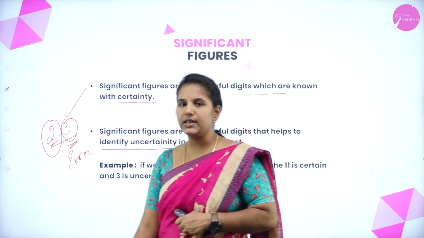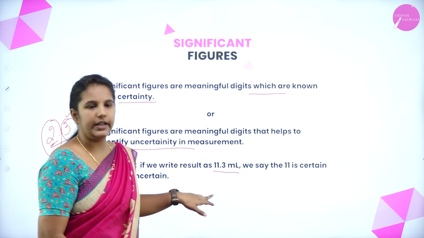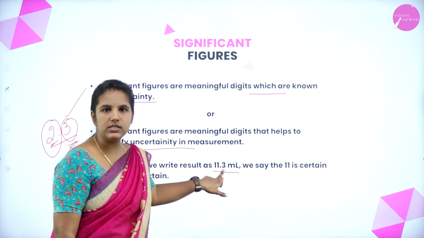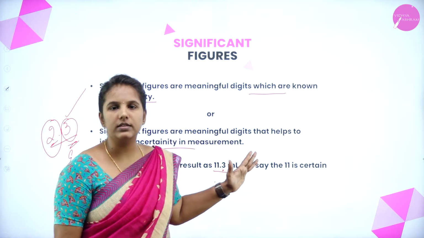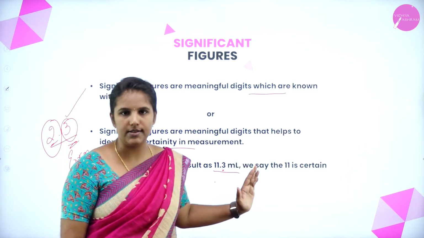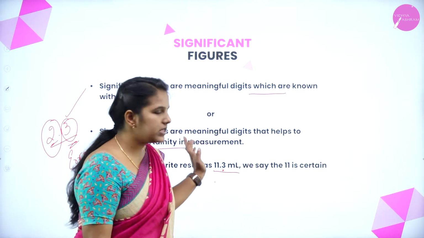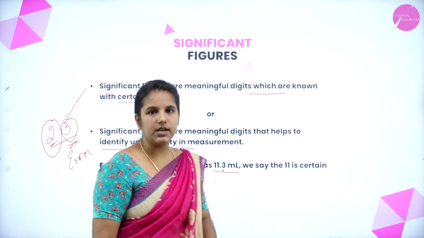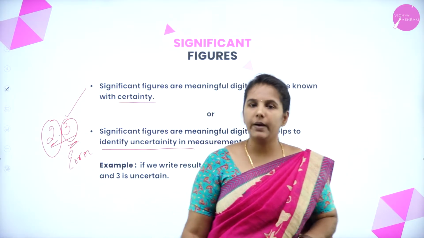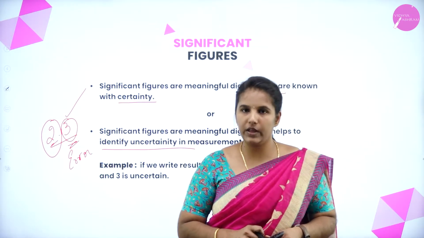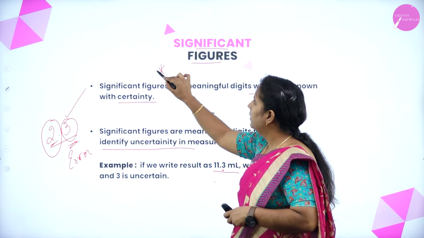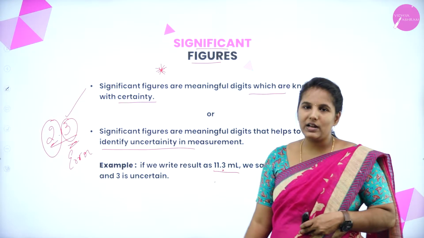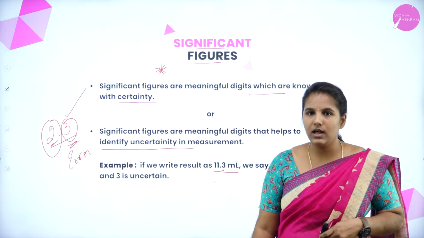Here 11 is the correct value but 3 is uncertain, right? The 3 is uncertain. So that was usually identified by using scientific figures. Okay? 11 is certain and 3 is uncertain. That is identified by using scientific figures. Understood? By using the scientific figures, we can easily identify the uncertainty or the errors.